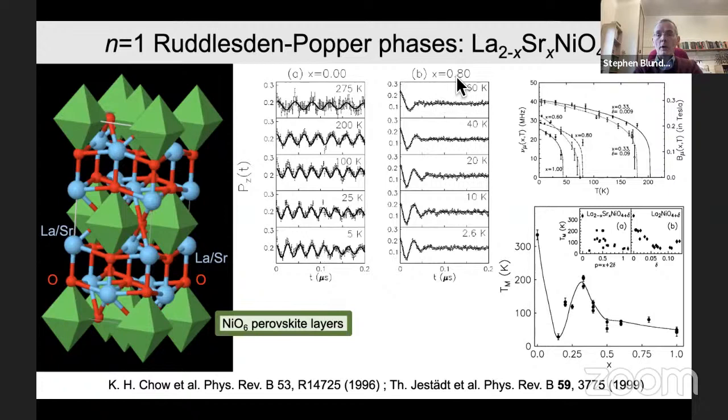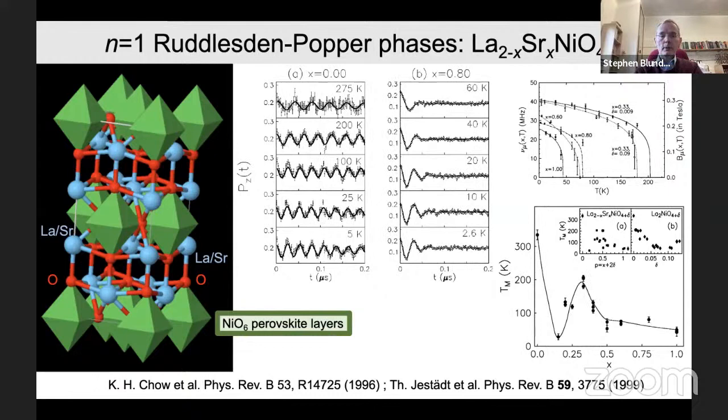Here, when you're doping this nickelate, you see more damped oscillations. But this was used very early on in the study of these nickelates to measure the magnetic transition temperature as a function of doping. And you can see it has some rather interesting features. You get a maximum at the one-third doping level, which is connected with stripes. So the order parameter is very nice to pull out using MuSR.